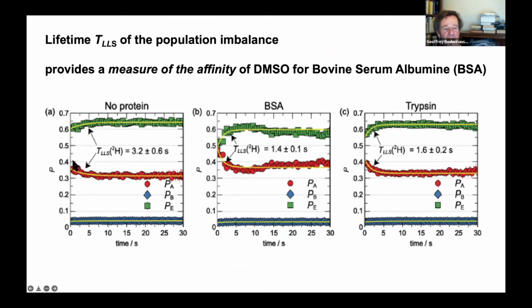If there's no protein, then you see the PA manifold is slightly overpopulated and decreases after dissolution, whilst the PE manifold is underpopulated and goes back to its equilibrium after dissolution. But in the presence of BSA, you see that this process goes much faster. In fact, the initial slope shows that this takes about 3 seconds, which is remarkably long for a quadrupolar system, whereas in the presence of a protein, it reduces to about 1.5 seconds. And if you add trypsin instead of BSA, it turns out to be about the same, which was a bit surprising. We thought one of these two proteins would have no interaction, but it does.